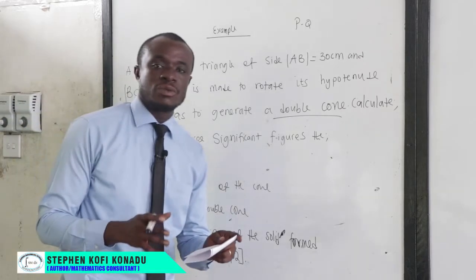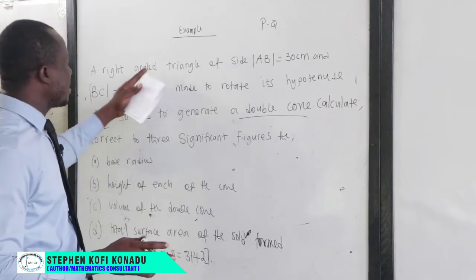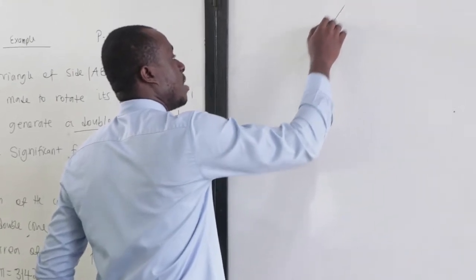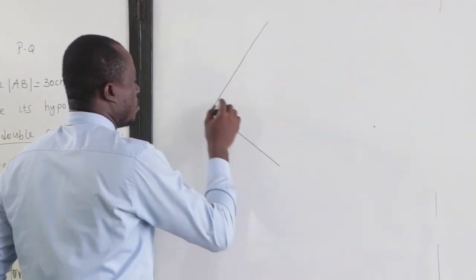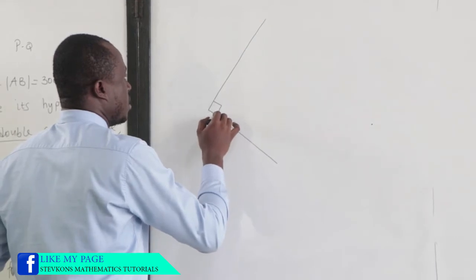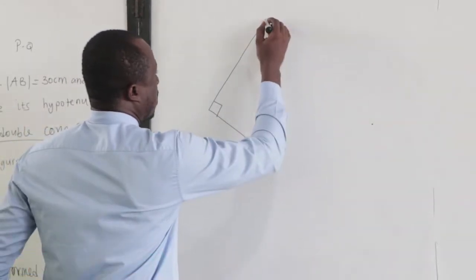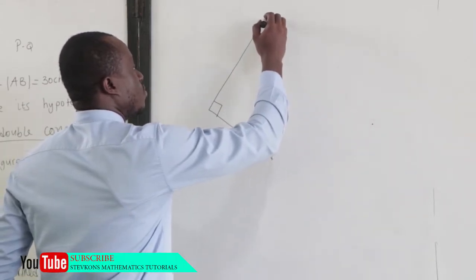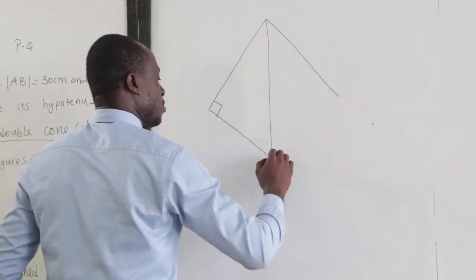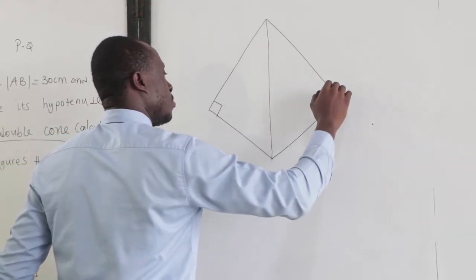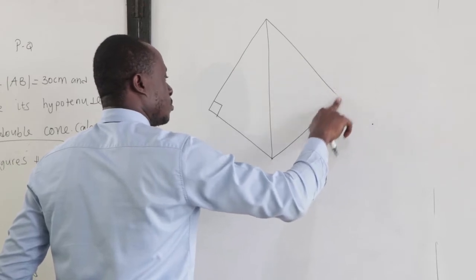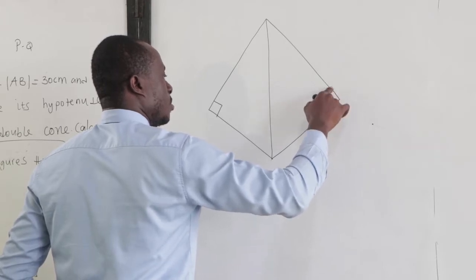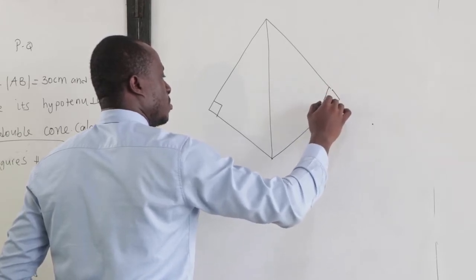So first, let's consider a sketch. We are being told that it is a right angle triangle. So let's consider this diagram. It should be a right angle triangle. So let's suppose that this is 90 degrees. Now, there's a hypotenuse. So we are drawing the same thing because it was made to rotate. So this is also 90.